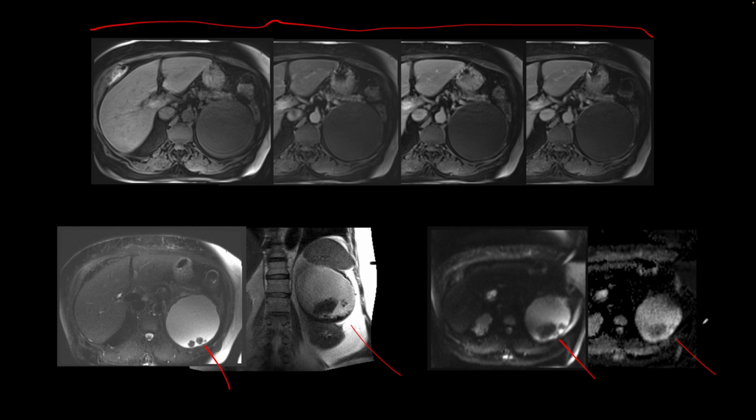There is no restricted diffusion, there is no enhancement, and on the T2 weighted images we find that there is a complex cystic structure right there with some internal debris, and so this patient was diagnosed with walled-off necrosis.